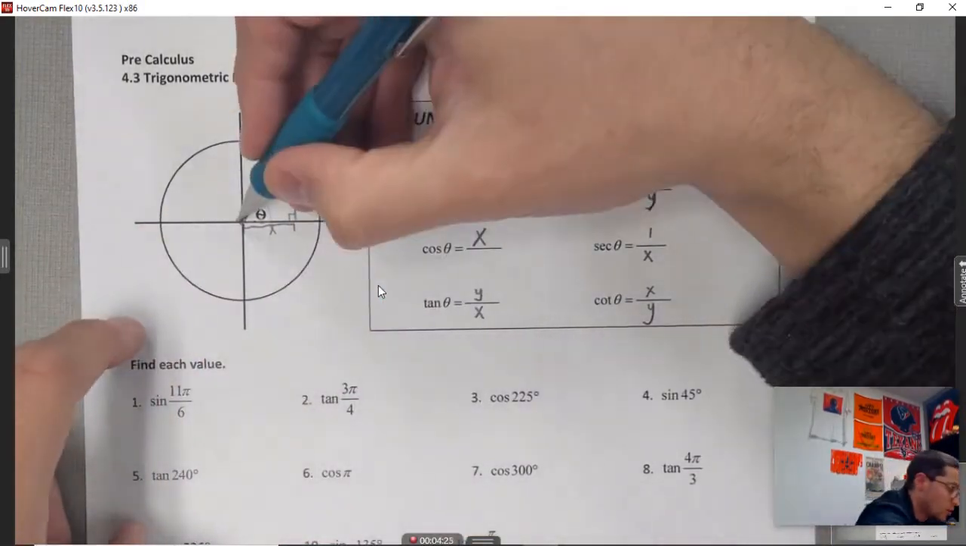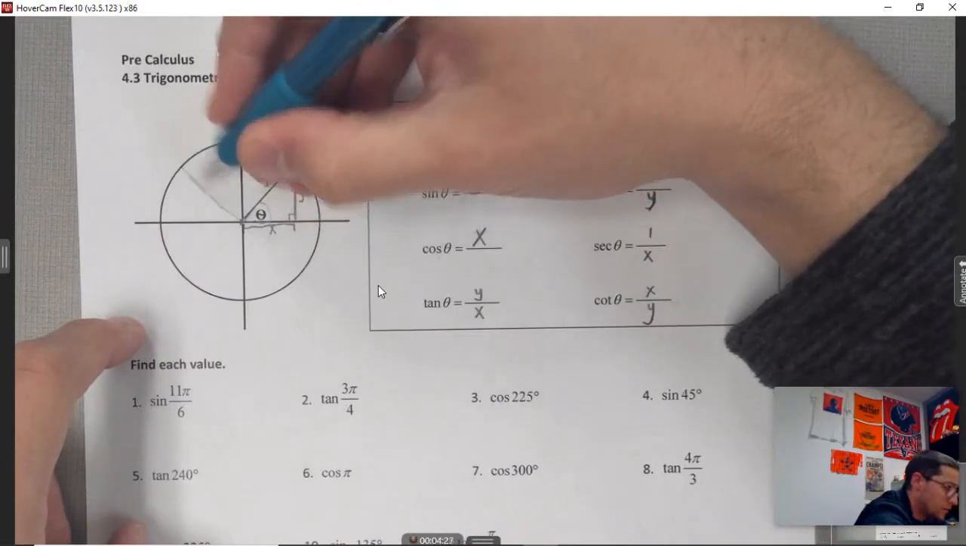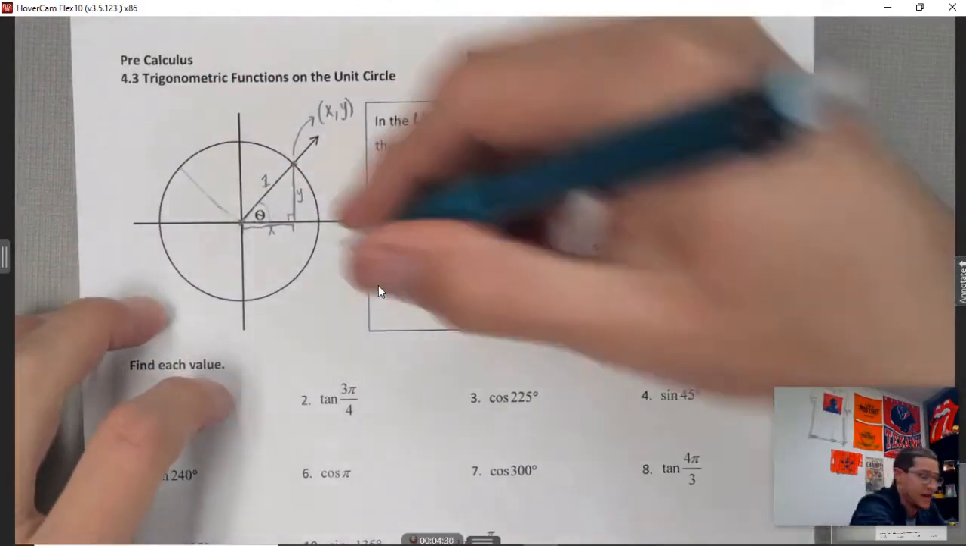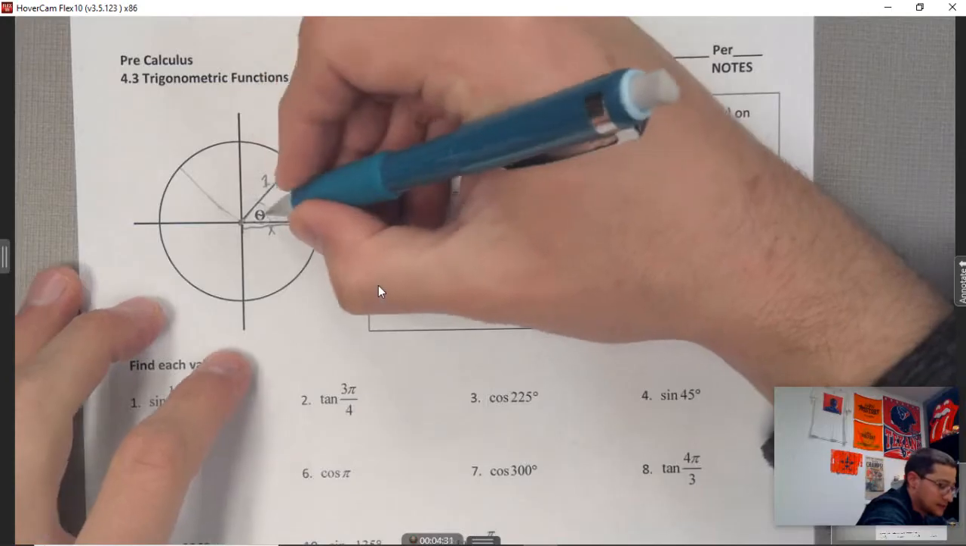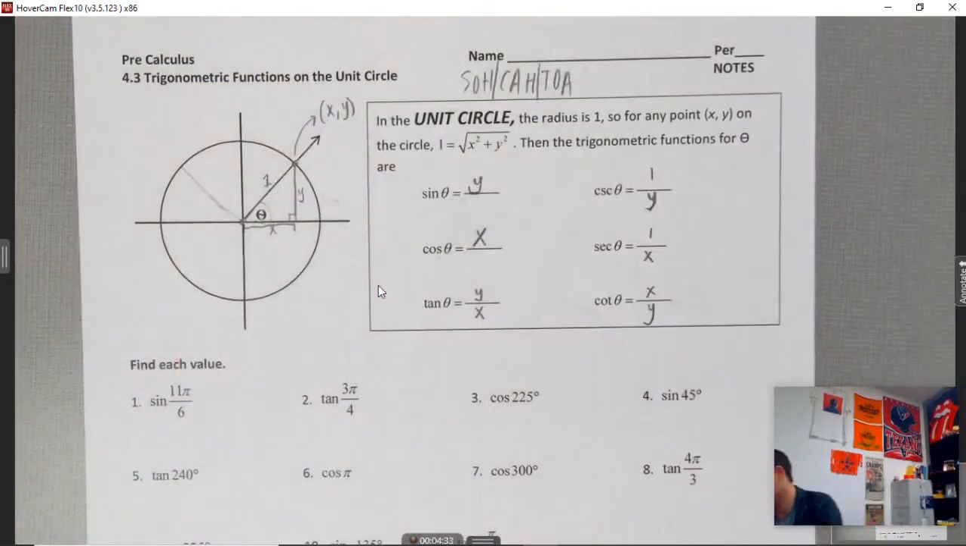But what happens when we go over here? Let's visualize that for a little bit. Now we've got an angle that spans like this. So let's get another picture going.